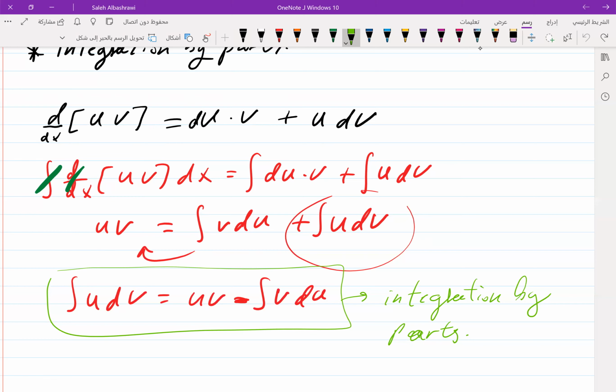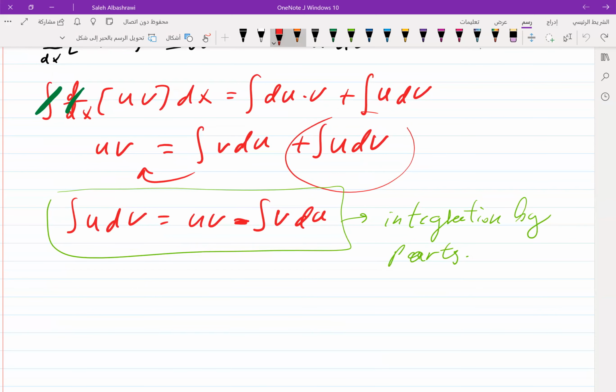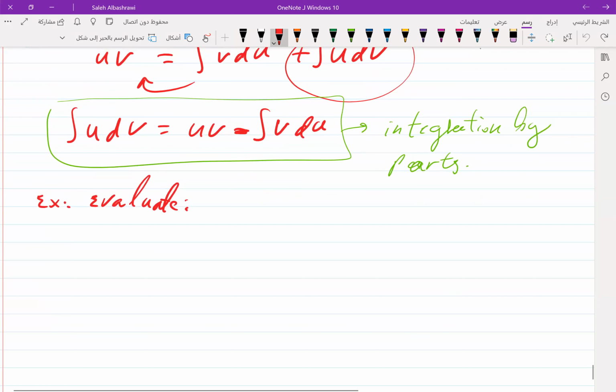And the idea for integration by parts is just to make the given question easier to find. To explain this idea in detail, let's start with some examples. Example number one. Evaluate. Number one. Integration of x multiplied by cosine x squared dx.